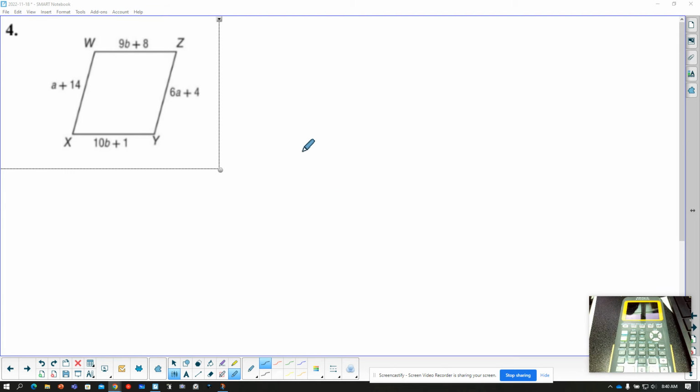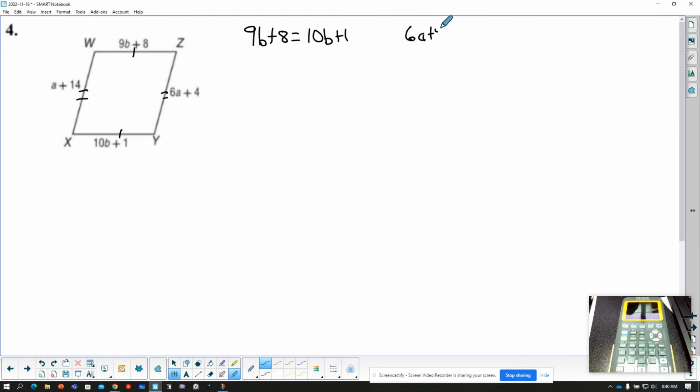Okay, back to the problem. Number 4, opposite sides are congruent, which means this side is congruent to this side is congruent to this side. So 9b plus 8 equals 10b plus 1. And I could also say 6a plus 4 equals a plus 14. Opposite sides are equal, so I can set them up as two equations.